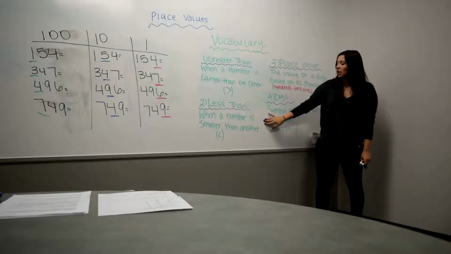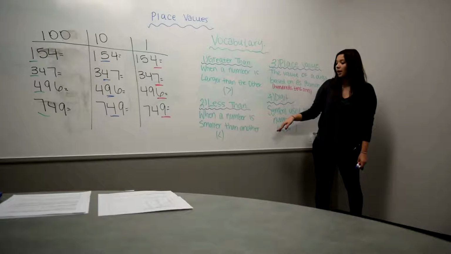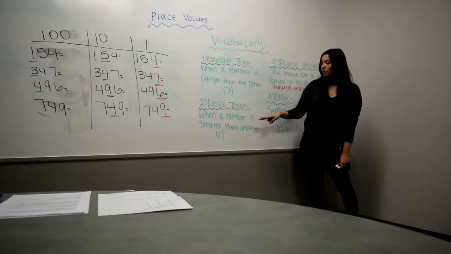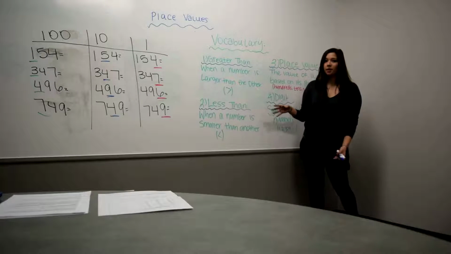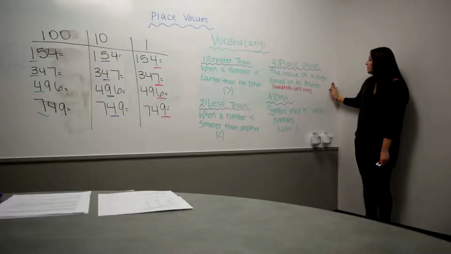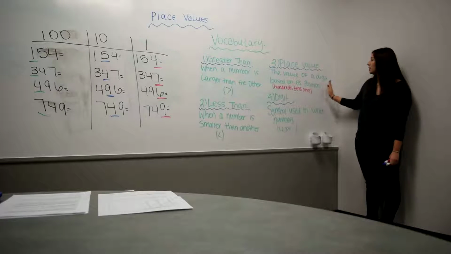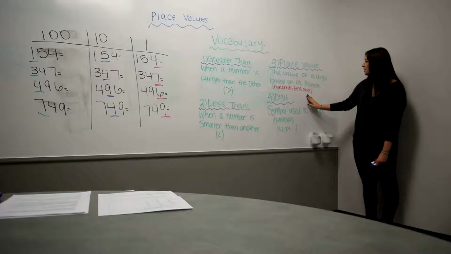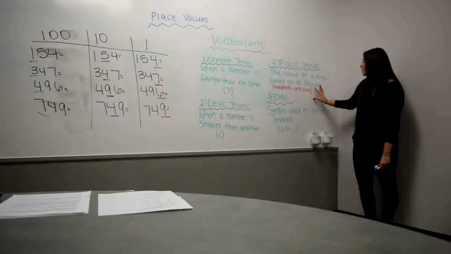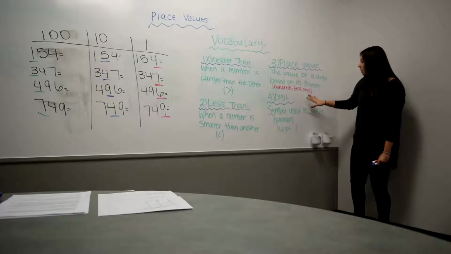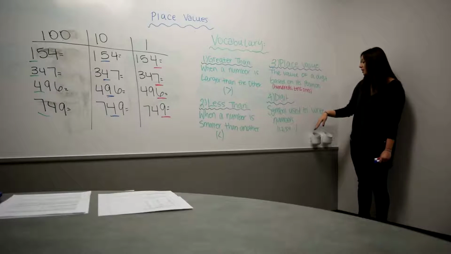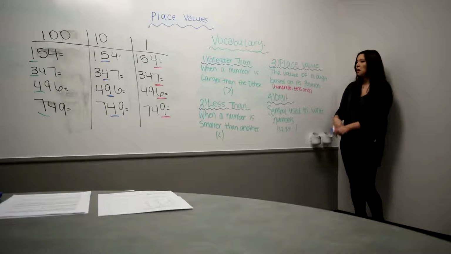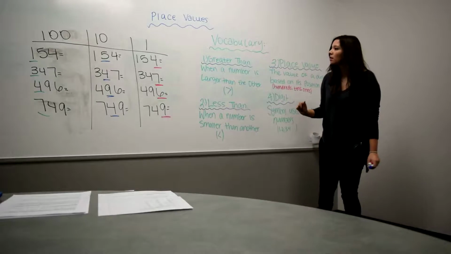Less than, the definition is when a number is smaller than another. I would do the same thing for less than: I give them two numbers and they have to tell me which one is less than the other in sentence form. The place value, the definition of this word is the value of a digit based on its position. We've been talking about hundreds, tens, and ones for this unit, so that is why this is red. A digit is a symbol used to write numbers. So 1, 2, 3, 4, this goes all the way up to millions upon millions of numbers.